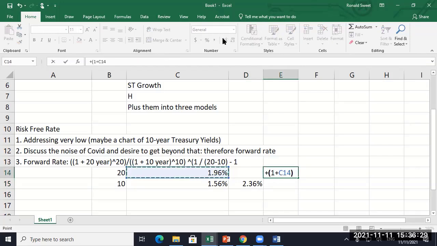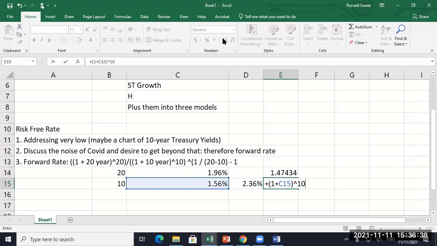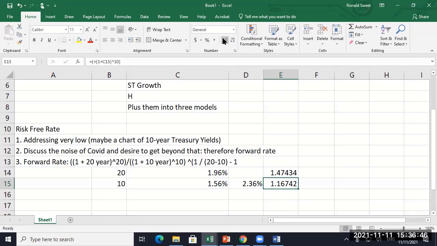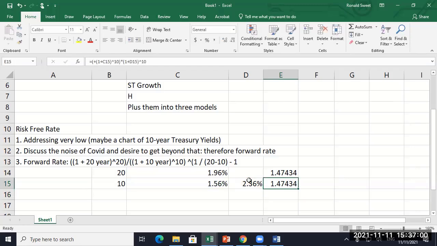1 plus that to the 20th, or 1 plus that to the 10th. That's the first 10 years. So after 10 years, we'd have 1.16742. Then what do we do? We buy another 10-year treasury, and what would its yield be? It's going to be 2.36, right? So we invest that another 10 years. Does it look right? See how you're indifferent between buying the 20-year at 1.96 or buying a 10-year at 1.56 if you think you can buy another 10-year at 2.36 in 10 years.